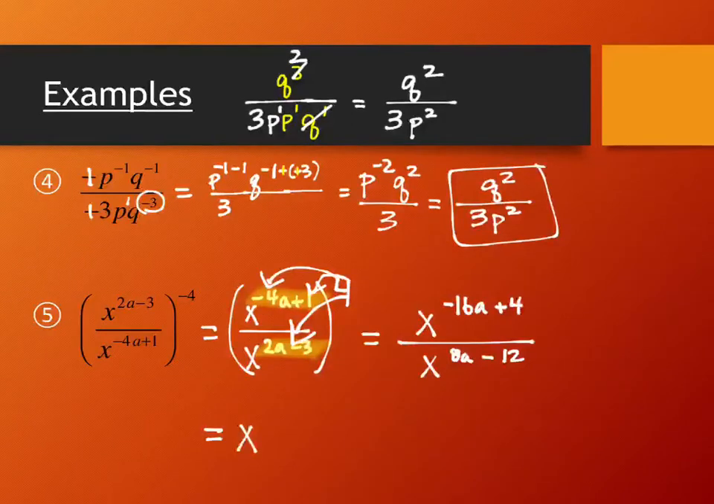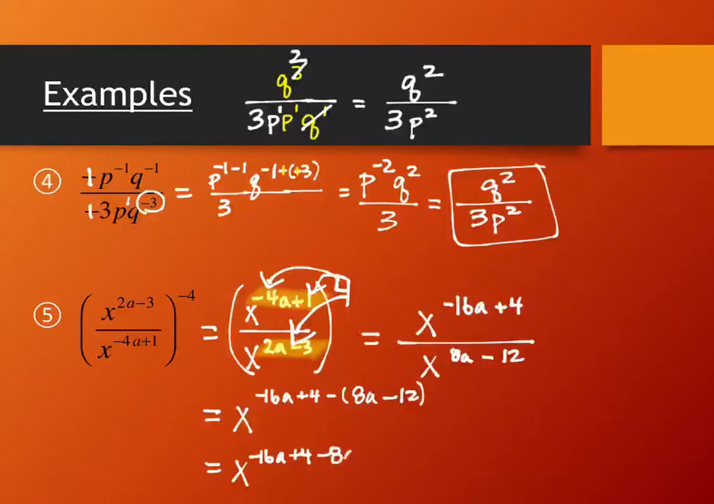So I need to take the first, or the top exponent, negative 16a plus 4, and I need to subtract the bottom exponent, which is 8a minus 12. Okay, is everybody okay so far? I'm going to rewrite it. You don't have to if you can do this without having to rewrite it. But I'm going to go ahead and distribute the negative through. So this is negative 16a, positive 4, negative 8a, and positive 12.